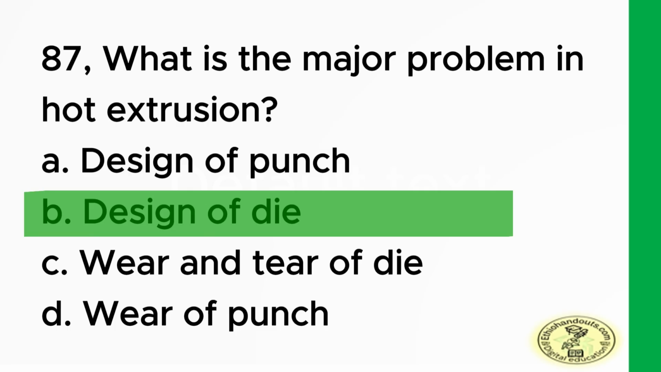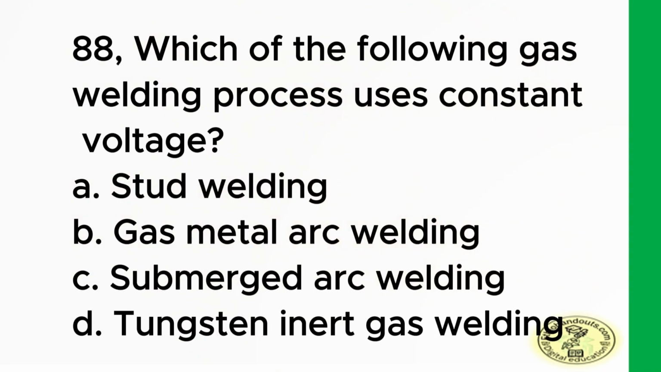The correct answer is B. Design of die. 88. Which of the following gas welding process uses constant voltage? A. Stud welding, B. Gas metal arc welding, C. Submerged arc welding, D. Tungsten inert gas welding.